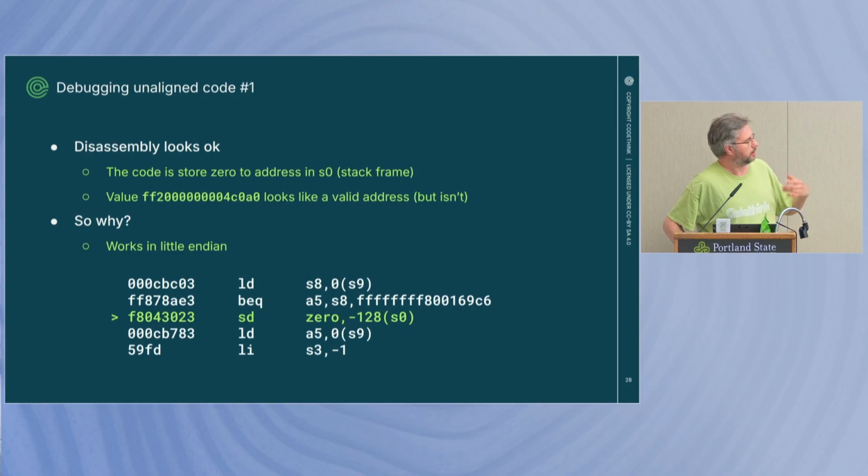So we went in and had a look at the code. Well, the disassembly looks okay. It's doing a store 0 into register S0, which is the stack frame. So this should be working. The compiler should be managing the stack frame for us. The address looks like it's valid in kernel memory. And we said it works in little-endian. Why on earth is it not working here? It turns out we had a quick look with GDB and the address is not valid. It's outside the page that the stack frame is in. And we're going, okay, well, that's weird.